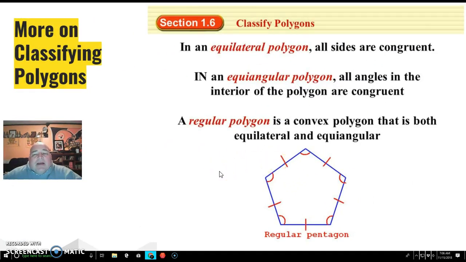More on classifying polygons. It's an equilateral polygon if all the sides are congruent, such as a square. In an equiangular polygon, all the angles in the interior of the polygon are congruent, like in a square or a rectangle. Finally, a regular polygon is a convex polygon that is both equilateral and equiangular. Take a look at the example of our regular pentagon here. A square would also be an example of a regular polygon because it's equiangular, all 4 sides are equal, and all four angles are equal because they all equal 90.